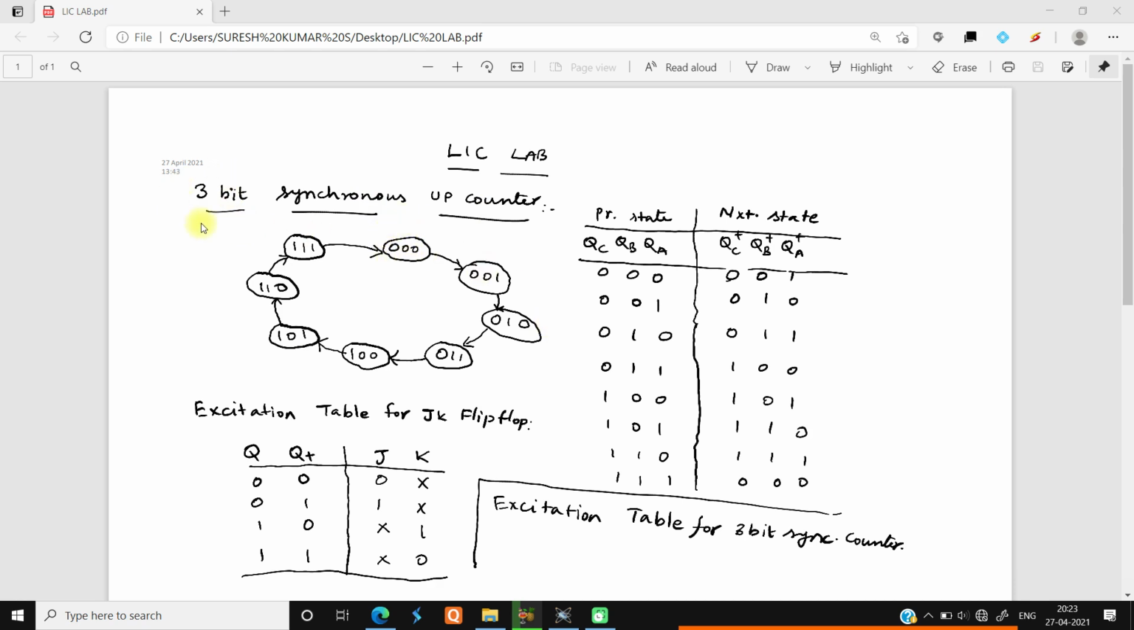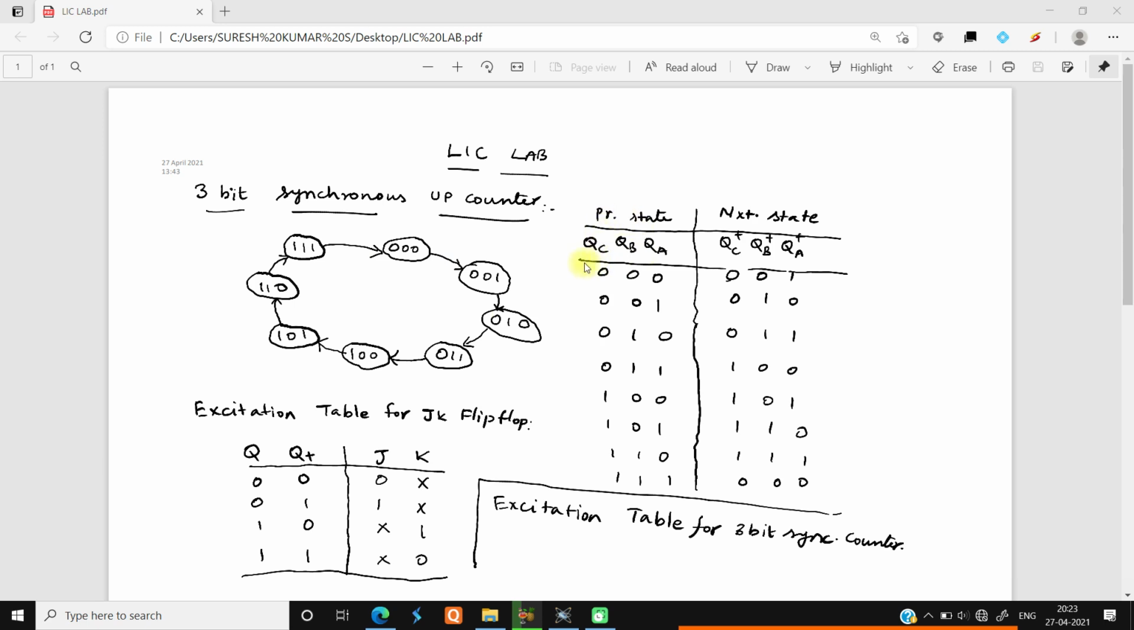Since it is a 3-bit synchronous counter, we will have 3 bits. The starting state will be 000, and the next states will be 001, 010, 011, 100, 101, 110, and 111. After this, the counter will reset to 000. This is the state diagram for this synchronous up counter. Since we need to design it, we need a state table from this state diagram.